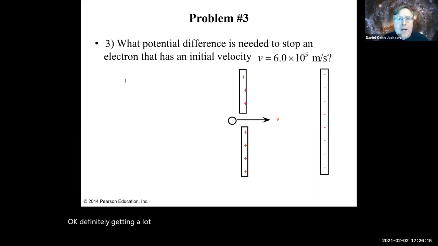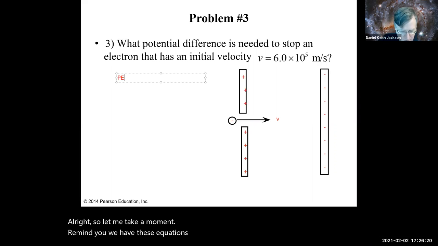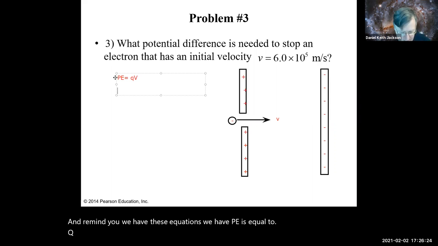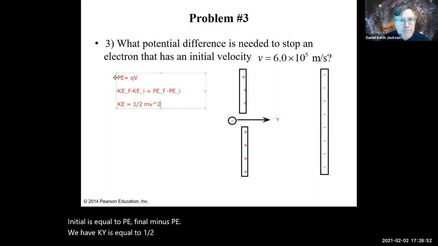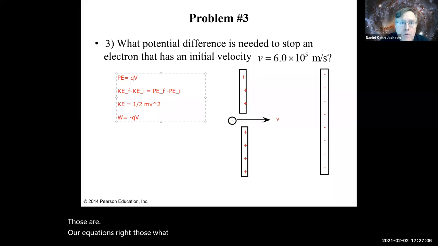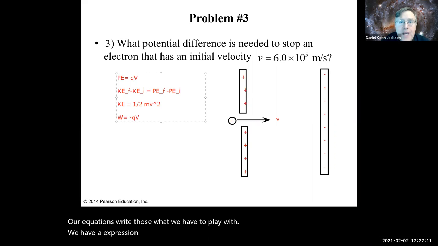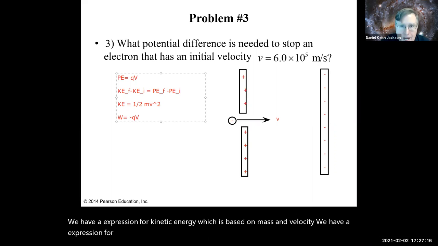All right, so let me take a moment and remind you, we have these equations. We have PE is equal to QV. We have KE final minus KE initial is equal to PE final minus PE initial. We have KE is equal to 1/2 MV squared. We have work is equal to minus QV. Okay, those are our equations, right? Those are what we have to play with. We have an expression for kinetic energy, which is based on mass and velocity. We have an expression for potential energy, which is based on Q times V. So there are no other equations so far in this chapter.